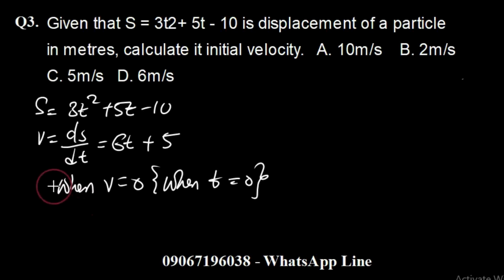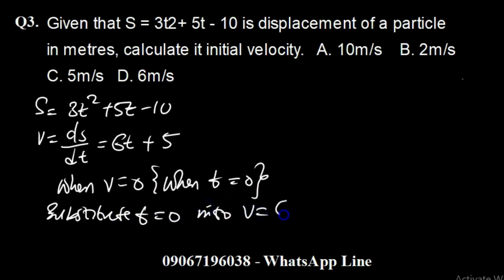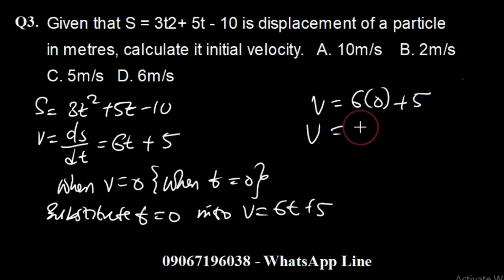So we're going to substitute t equal to 0 into v is equal to 6t plus 5. So this goes ahead to give us that v is equal to 6 bracket 0 plus 5. So v is going to give us 5 meters per second. So the correct option to that question is option C. So this is how we derive the equation, or that's how we can calculate the initial velocity of an expression.